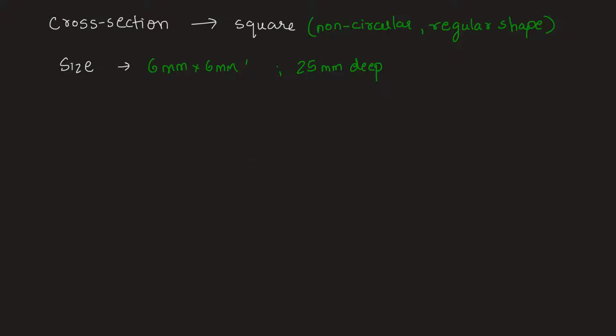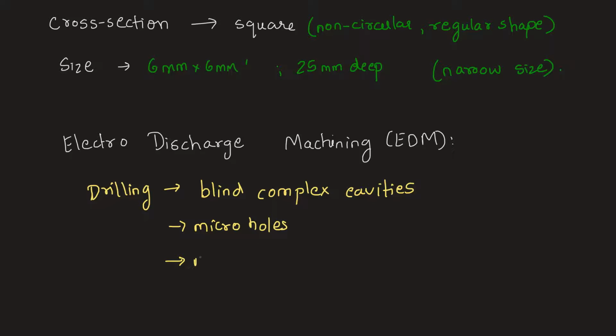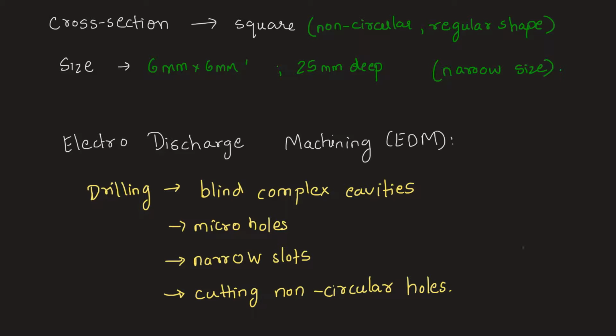So we can see that although it's not a micro hole which have diameters less than 3 mm, the size is narrow. Now, among the given options, the most appropriate for drilling this hole will be electro-discharge machining or EDM, as EDM is appropriate for drilling blind complex cavities, micro holes, narrow slots. Also, EDM is most appropriate when it comes to cutting of non-circular holes. Owing to all these situations in which electro-discharge machining is appropriate, we can say our answer is electro-discharge machining.